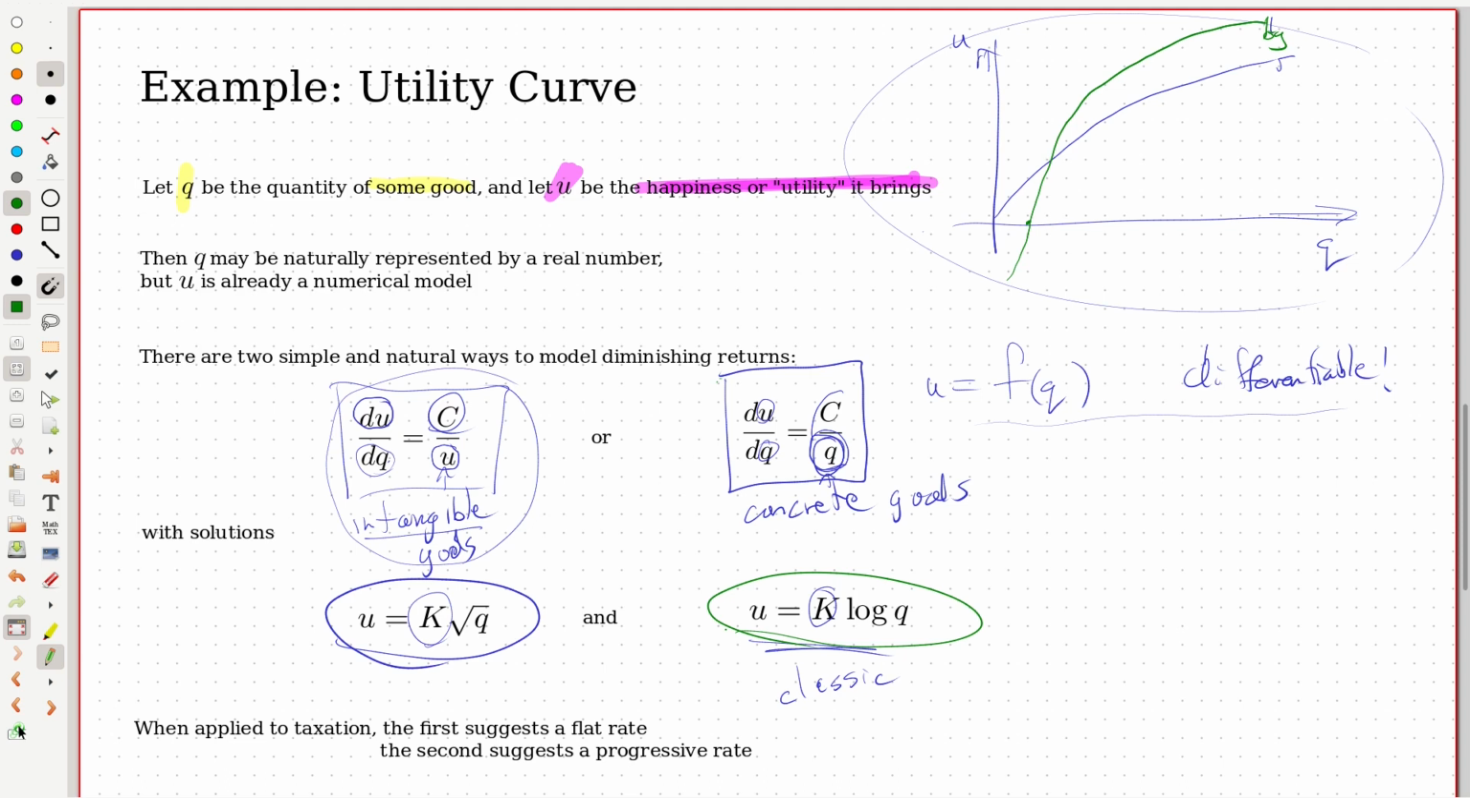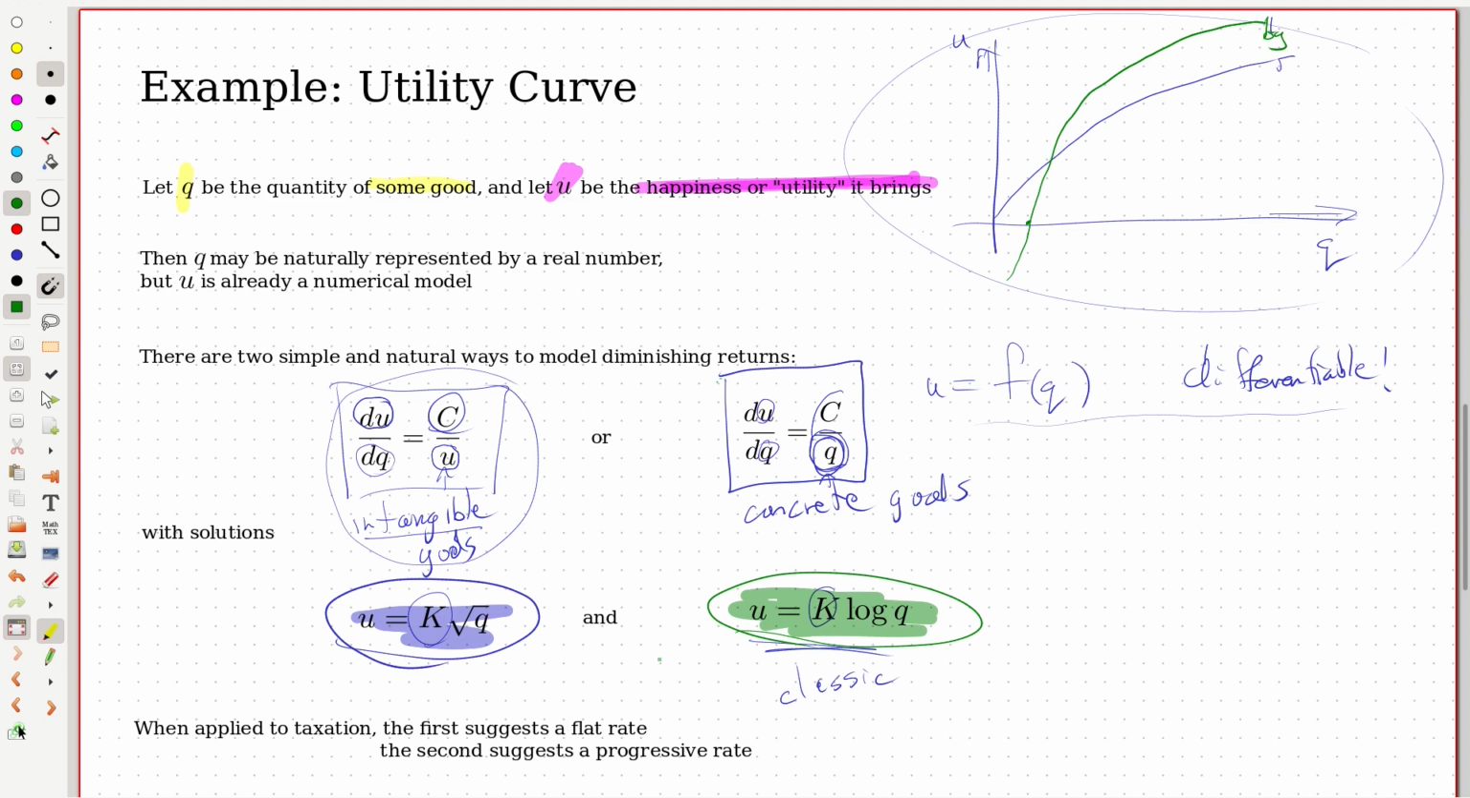And if you think about it that way, I won't go through the details. You can ask me about it if you're interested. But if you think about it that way, in the first case, for intangible goods, it would suggest that taxes should be at a flat rate. That everybody should be taxed the same percentage of their income, so that the utility charge to each person would be the same percentage. Whereas if you look at it in terms of the second one, this would suggest a progressive taxation rate, where we tax poor people less, a smaller percentage of their income than we tax rich people.